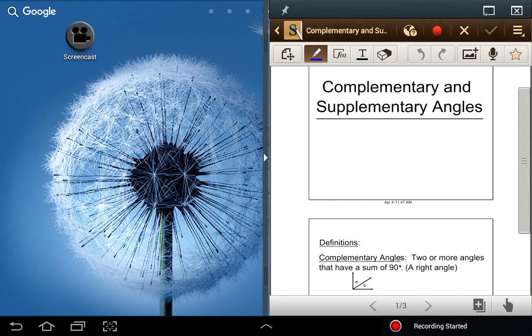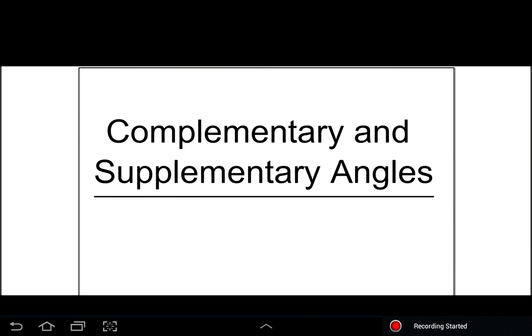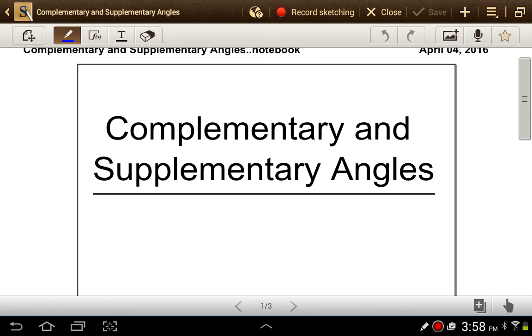Okay, here's our video on complementary and supplementary angles. So we're going to talk about what complementary and supplementary angles are, and then learn how to solve problems using them. Okay, so make sure you write down the title at the top of your page. Then I'm going to be moving on to the definitions part.